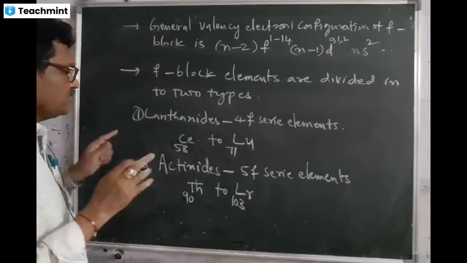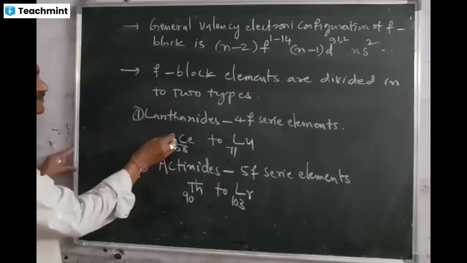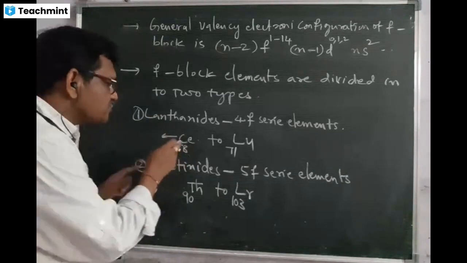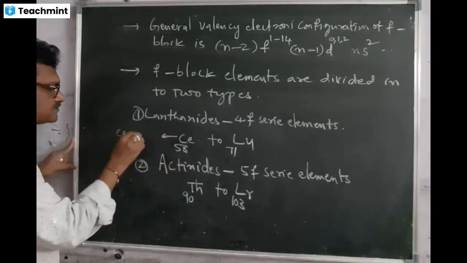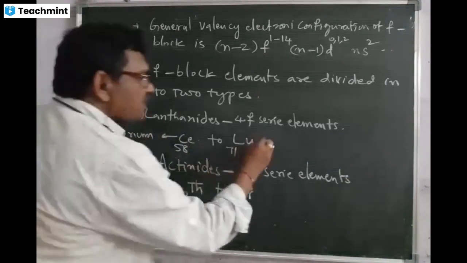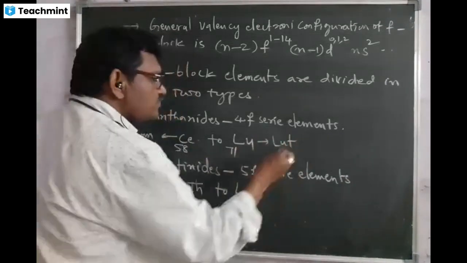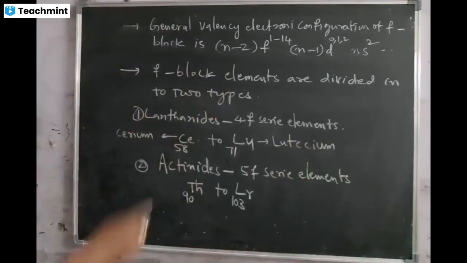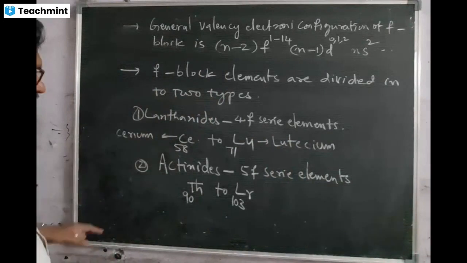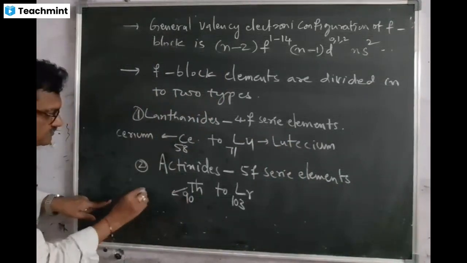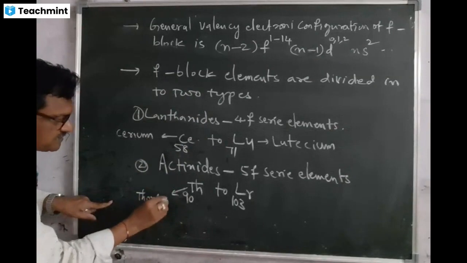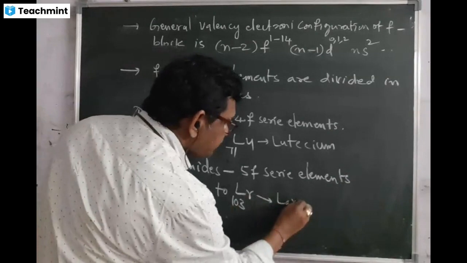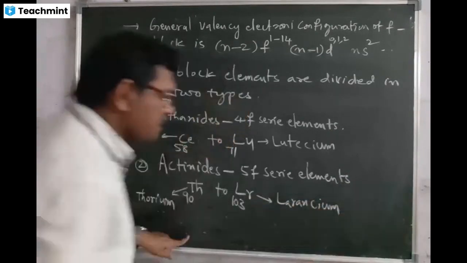I will write the names clearly, because at this level it is somewhat hard to remember. This is cerium. What is this? Lutetium. That means start with cerium, end with lutetium. That series is called 4F, also called lanthanide. Here this is thorium, the starting element. It ends with which element? Lawrencium. I write clearly, please note it down. Lawrencium.